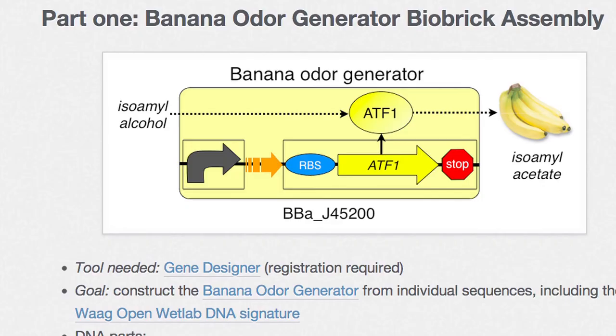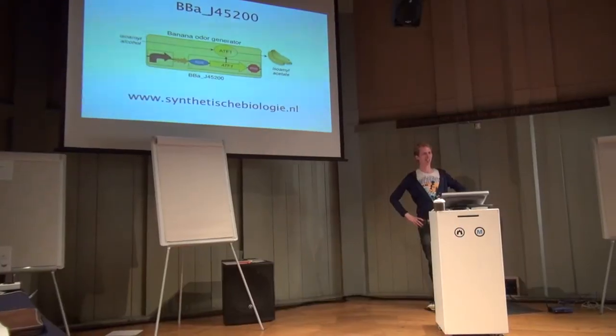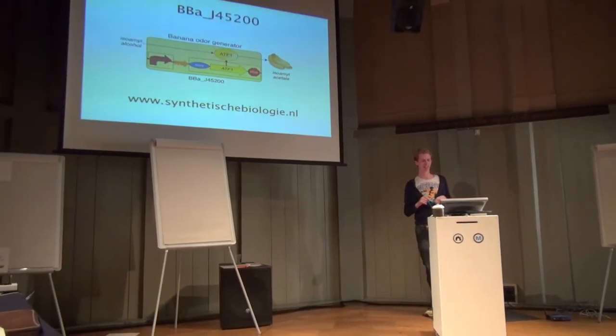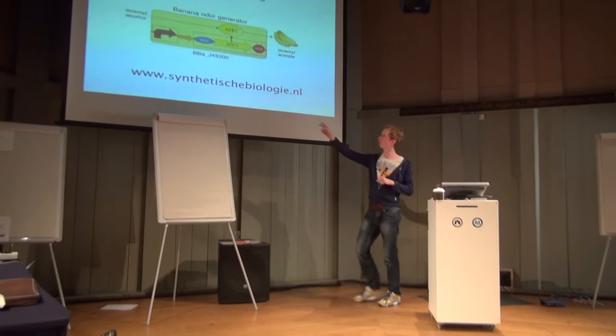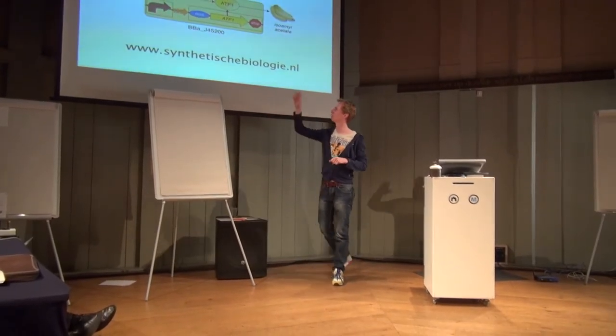We'll make this genetic system. It's a banana odor generator. It's a very simple genetic system, a very simple sequence of different elements that, if you introduce them into a bacteria, the bacteria will be able to produce a banana smell.